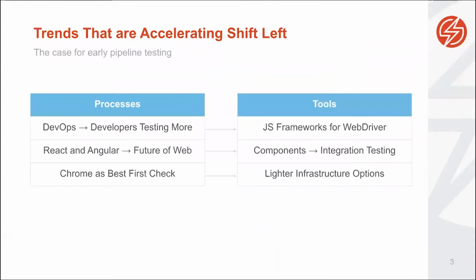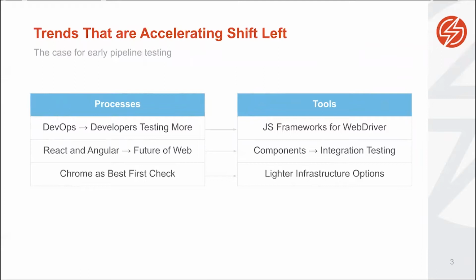And there are a number of trends that are helping accelerate this shift for a lot of organizations and really making that case for early pipeline testing. So you think of this as a cause and effect. So what are the processes that are changing and what are the tools that are presenting themselves in the market to help address these process changes or these thought changes?